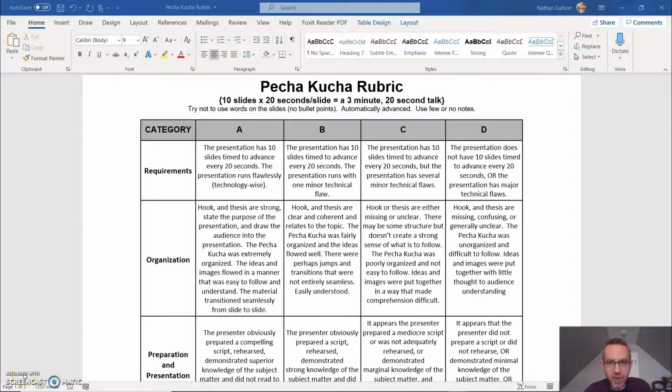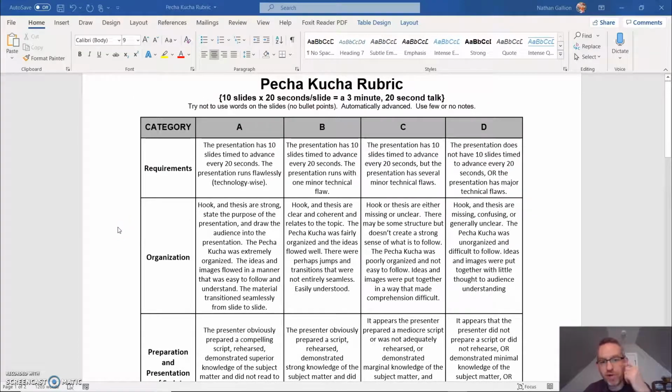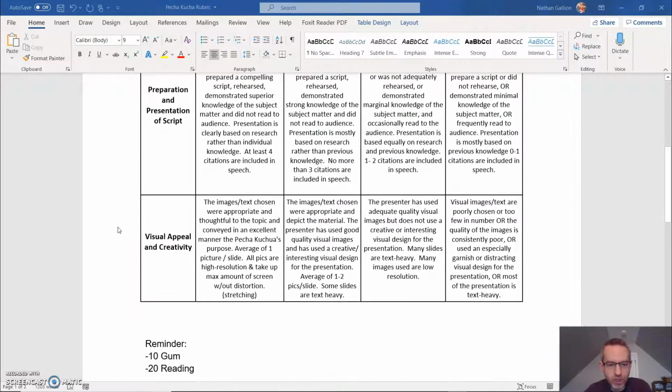All right, folks, I've pulled up the Pachachka rubric here, and this is the same one I'm dropping in Classroom in just a little bit. There are, in this particular rubric, 4 categories. So be aware that the fact that there are only 4 can hurt you just a little bit.